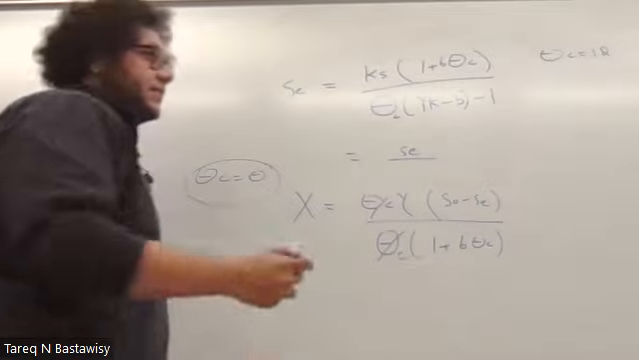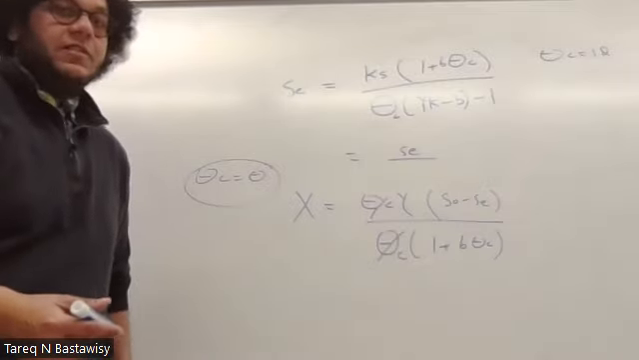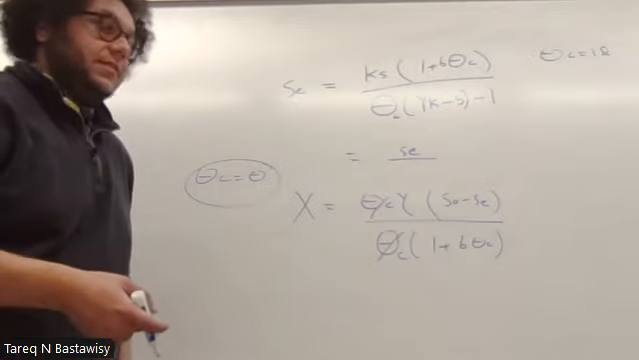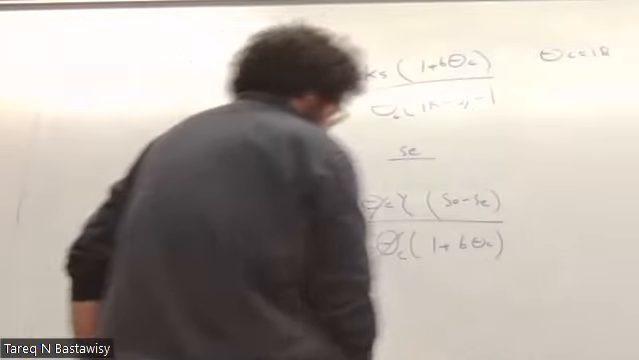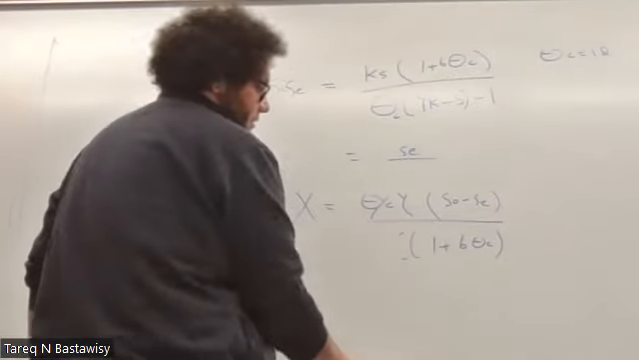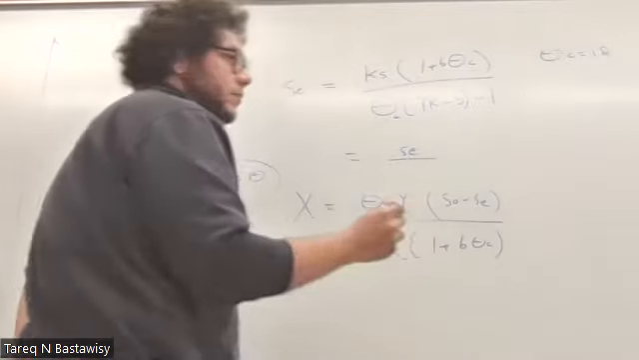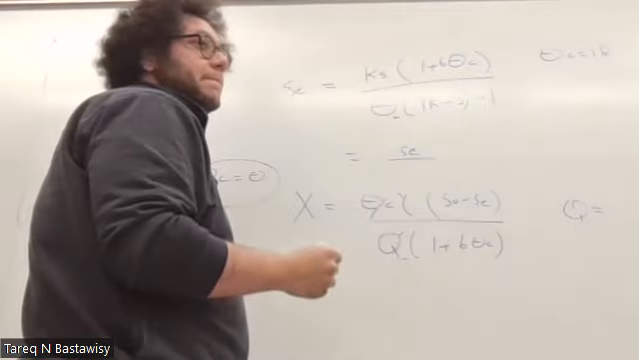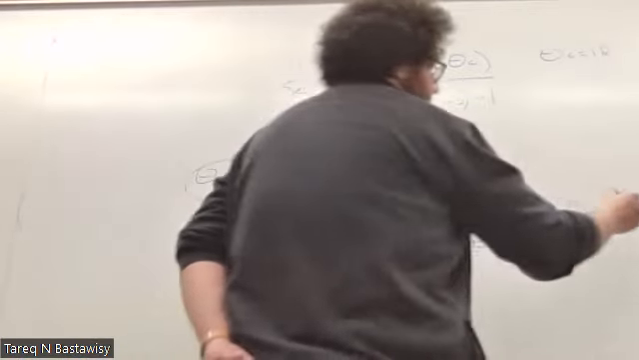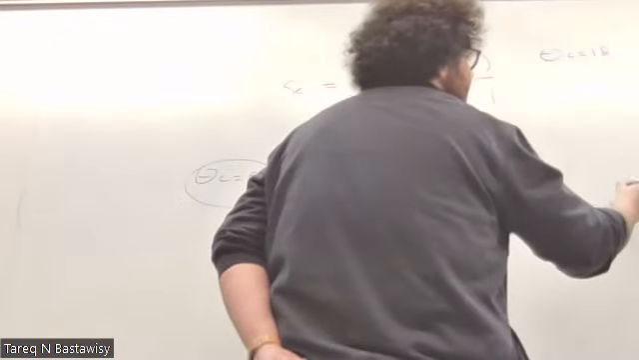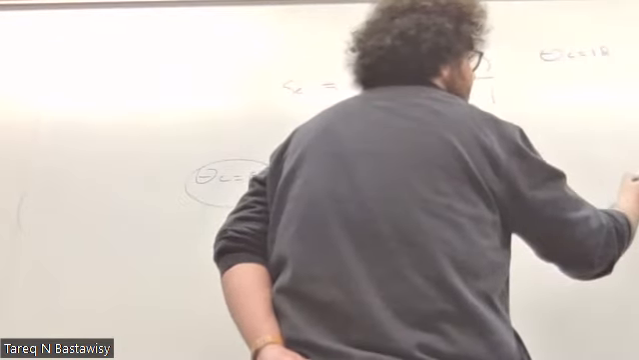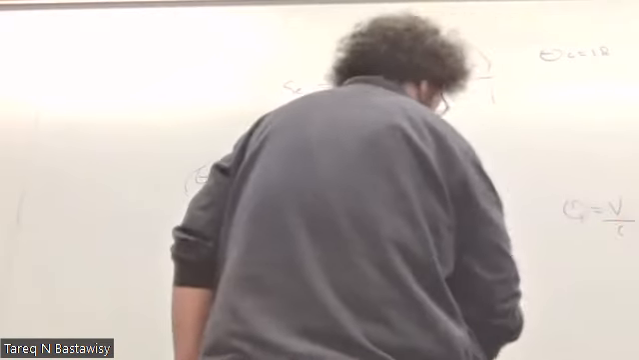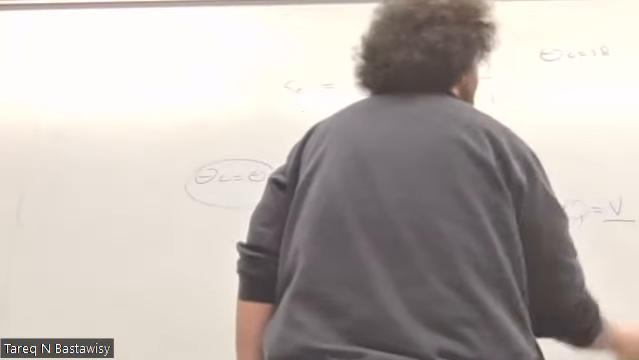Let's say the question did not say there is no recycle, that there is recycle. Then this does not cancel out, but you know that Q is equal to V divided by theta, volume divided by time.